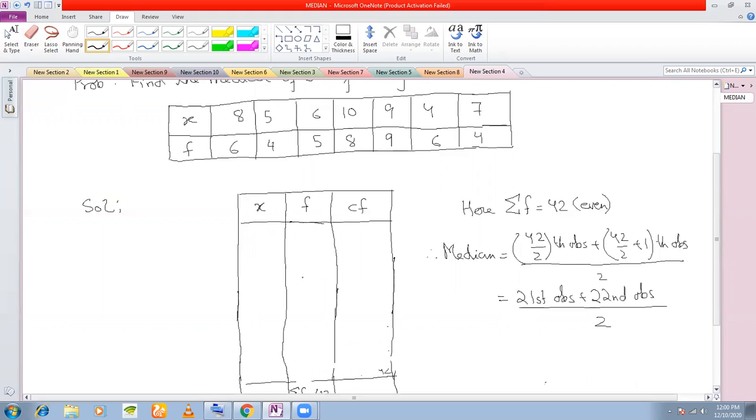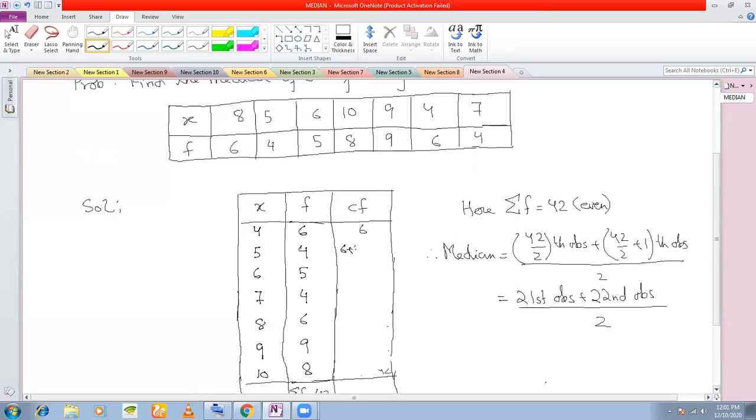So let us write the observation in ascending order: 4, 5, 6, 7, 8, 9, and 10. And for your observation 4, what is the frequency? It is 6. For your observation 5, what is the frequency? 4. And so on: 6, 4, 6, 9, 8. These are your observations. Now we will calculate the cumulative frequency.